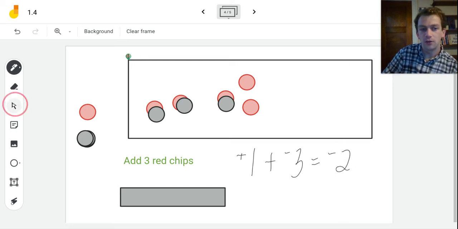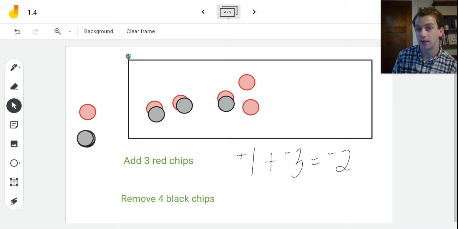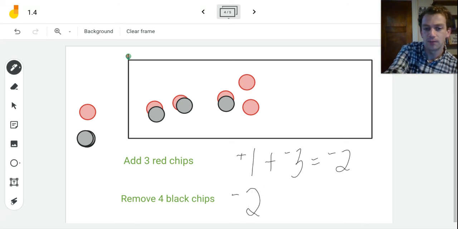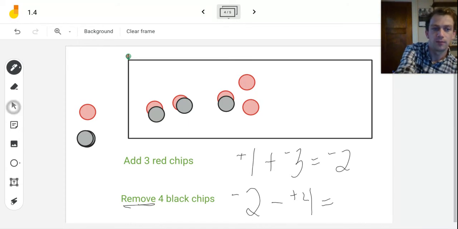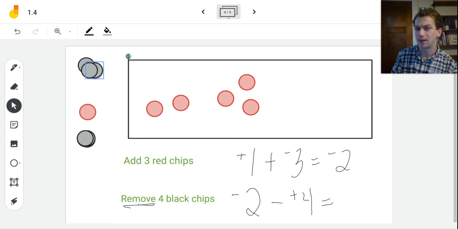We also want to be able to represent what happens if we take things away, meaning removing chips. All right. So if I show this, I know that right now my chipboard represents -2, and I want to remove, meaning subtract, +4, 4 black chips. Okay. And I'm going to figure out what does that equal. Well, here I go. Let me take away 1, 2, 3. Hold up. I don't have a 4th chip that I can remove right now.